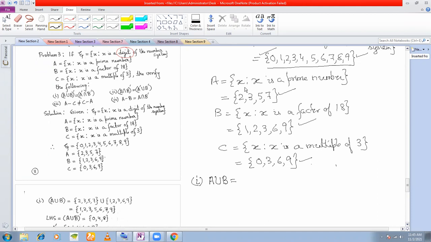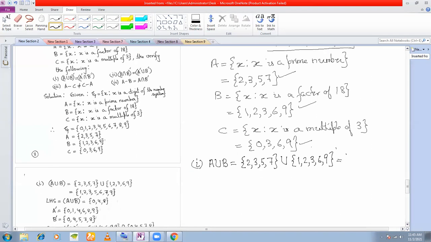A union B, if you see, is the union of these two sets. And the union of these two sets, write each element of the two sets only once. As I said, you don't necessarily need to maintain the order. You can write in any order you want. Okay. So A union B is this.